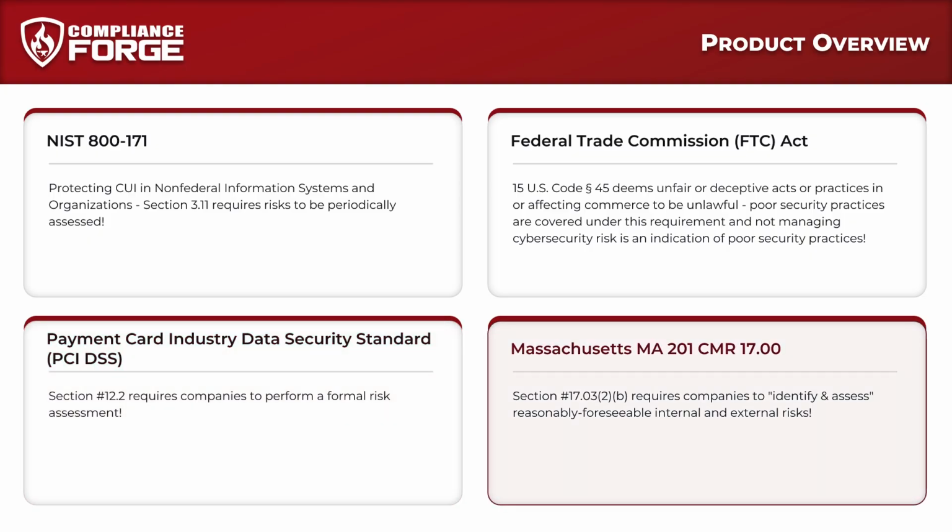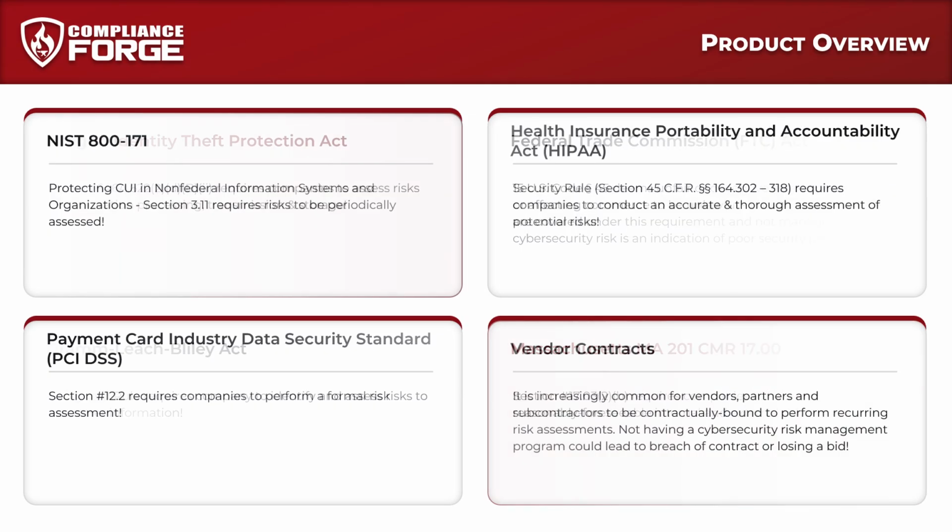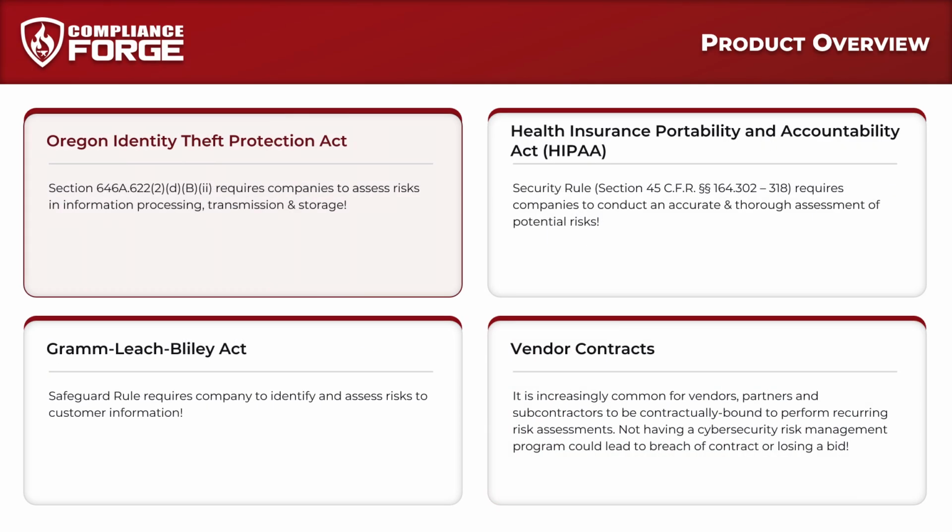Massachusetts 201 CMR 17 requires companies to identify and assess reasonably foreseeable internal and external risks. The Oregon Identity Theft Protection Act requires companies to assess risks in information processing, transmission, and storage. The HIPAA security rule requires companies to conduct an accurate and thorough assessment of potential risks. The Gramm-Leach-Bliley Act's Safeguard Rule requires companies to identify and assess risks to customer information.